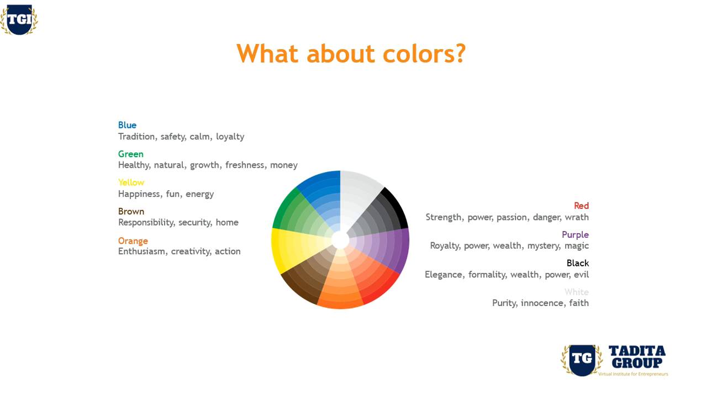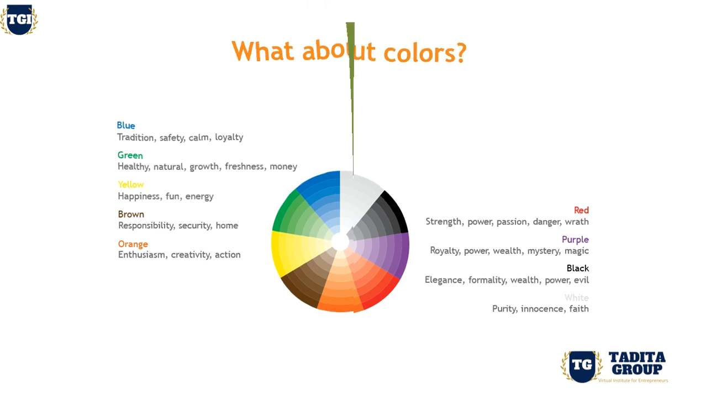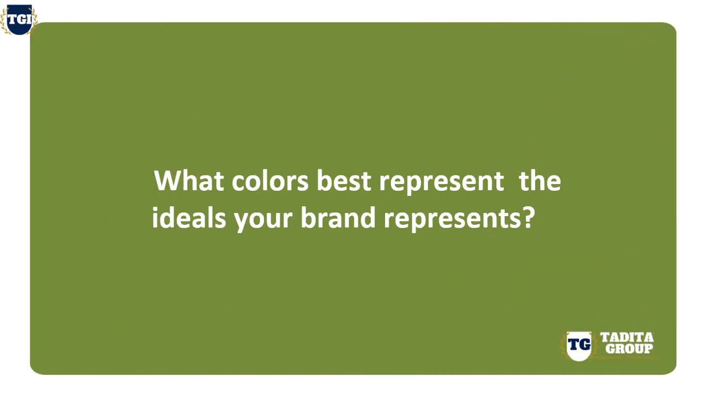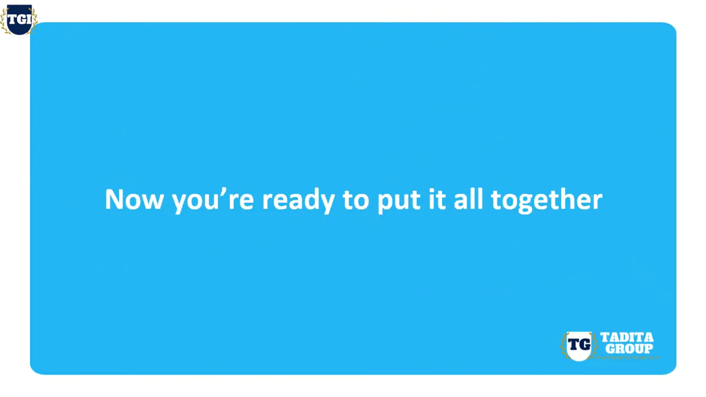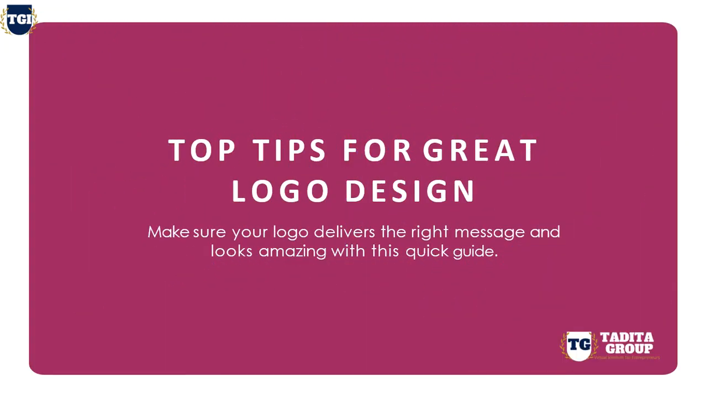So these are colors which, please, try as much as possible when you're designing your logo, come back to this particular slide and try to see if what you are doing is actually in accordance with the laws of designing a logo. All right, so what color best represents the ideal your brand represents? We've just looked at that. All right, so now you're ready to put all these together. And we are going to look at some of the tips to a great logo. So top tips for great logo design. This is what we are going to be looking at in our next session.